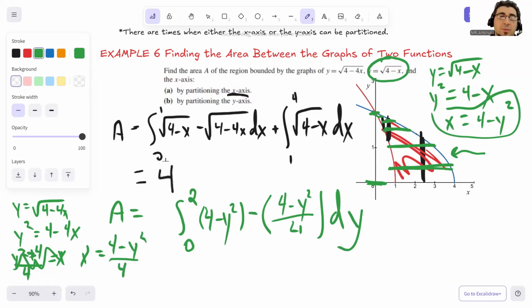All right, now this is going to be a lot easier to anti-differentiate in this case if you had to do it by hand. Either way, you're going to end up getting 4 for this one.